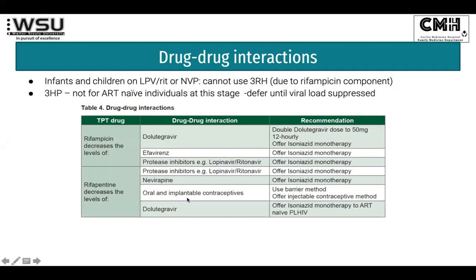And the only other interaction on this little table that's important to note is that rifampicin decreases the levels of oral and implantable contraceptives. So that's actually problematic. We're now going out with a very healthy population, and they need to be able to use barrier methods. Apparently the injectable contraceptive method is okay. So those on Depo-Provera, that's not an issue, but those on Implanon or the oral contraceptives, that might be an issue. And that's important to keep in mind if you're going to roll out 3HP to a whole household.